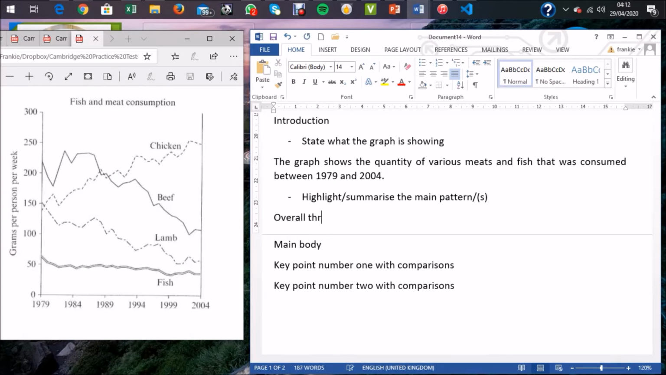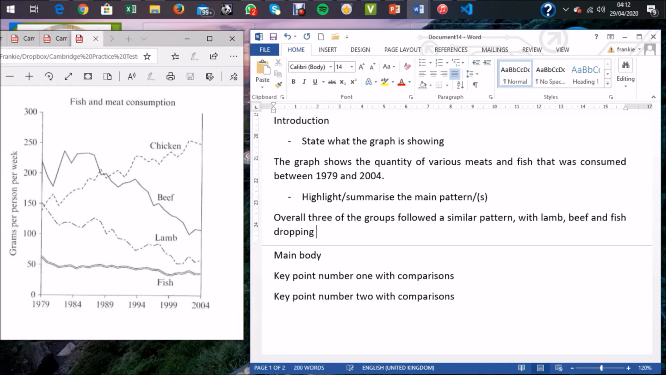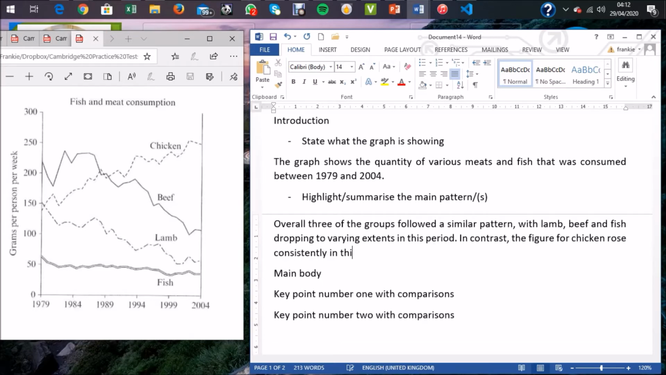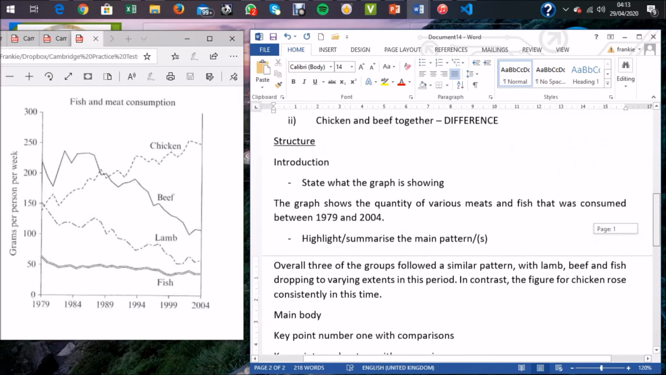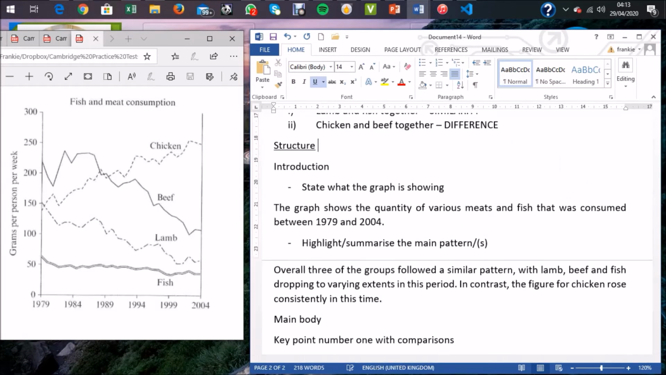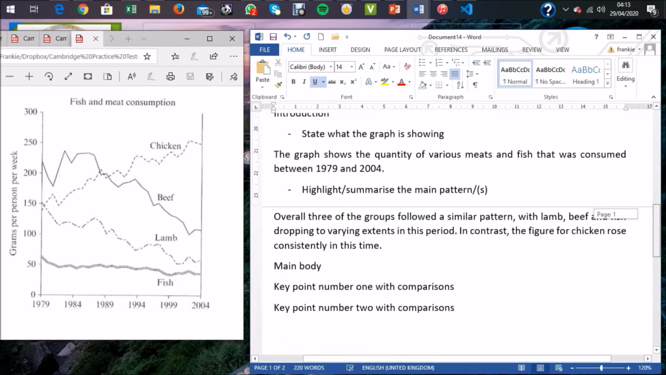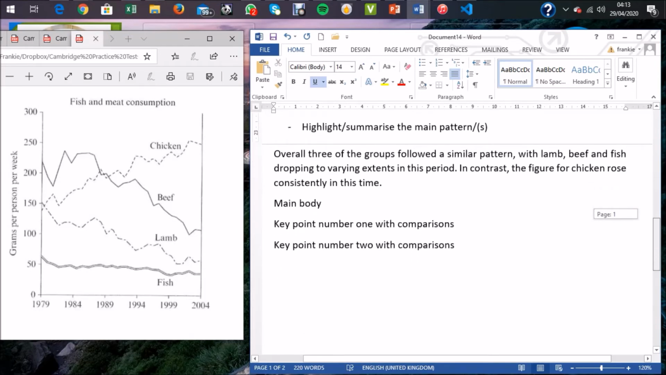So overall, 3 of the groups followed a similar pattern, with lamb, beef and fish dropping to varying extents in this period. In contrast, the figure for chicken rose consistently in this time, and that is my summary of the main pattern. Main body now, people, and remember guys, this is a 150 word summary, so the introduction stage is going to be as succinct, short as possible.